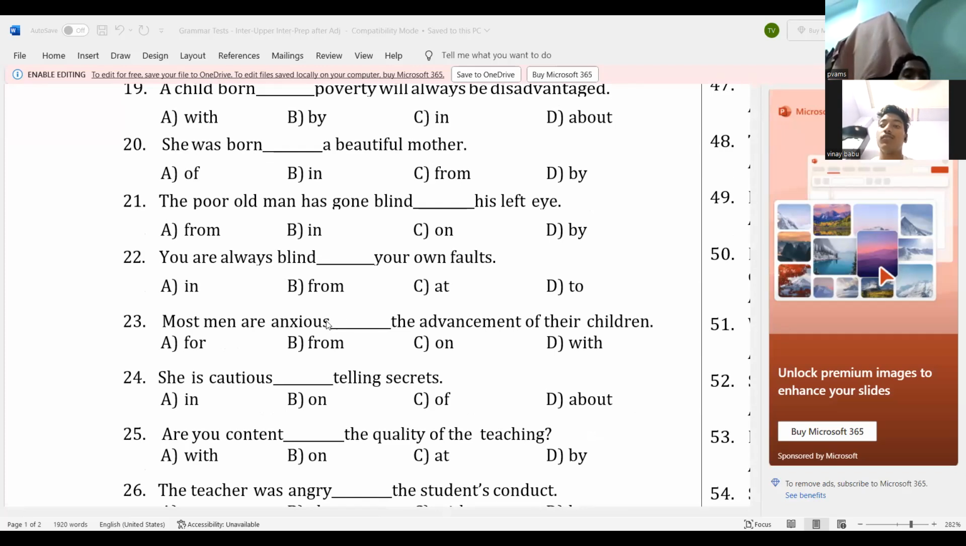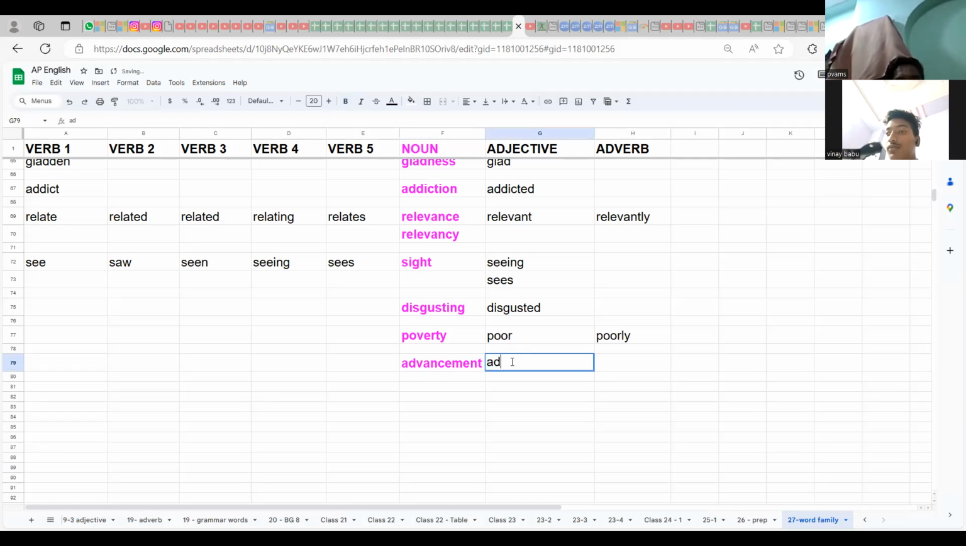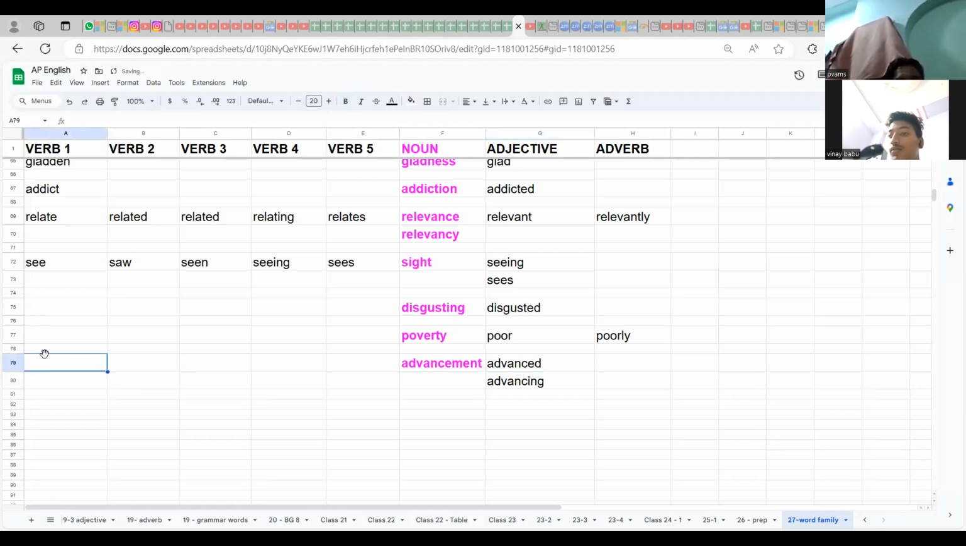Look at the anxious. You have an advancement. Mr. Vegan, this is the last one we'll do today before we do the reading. Advancement. Look at that, advanced. Advancing. Advance. So you love advanced.